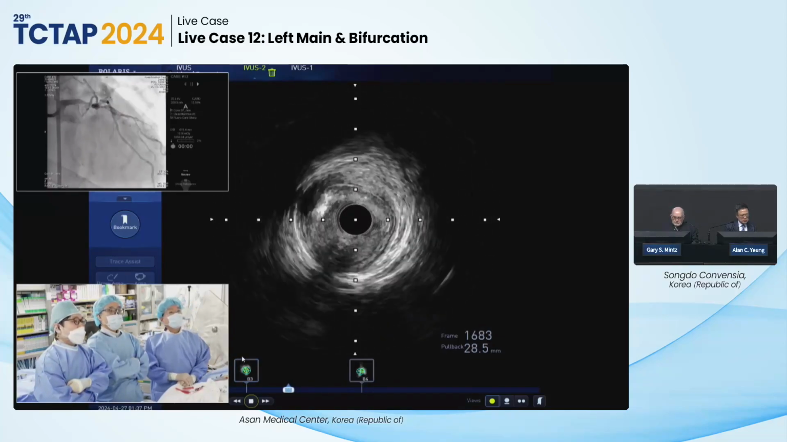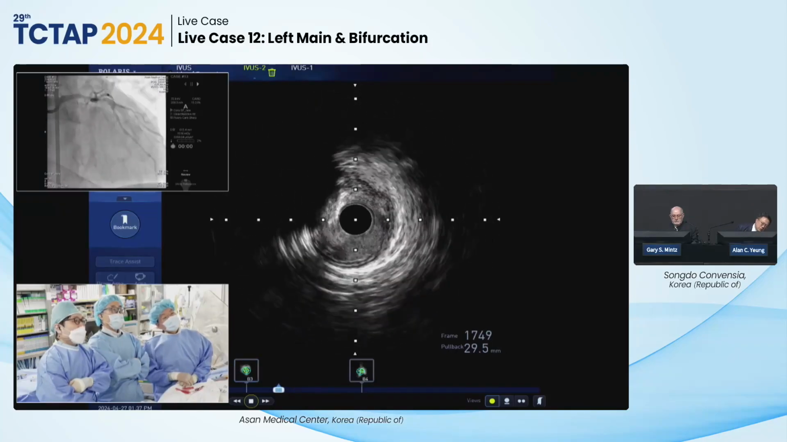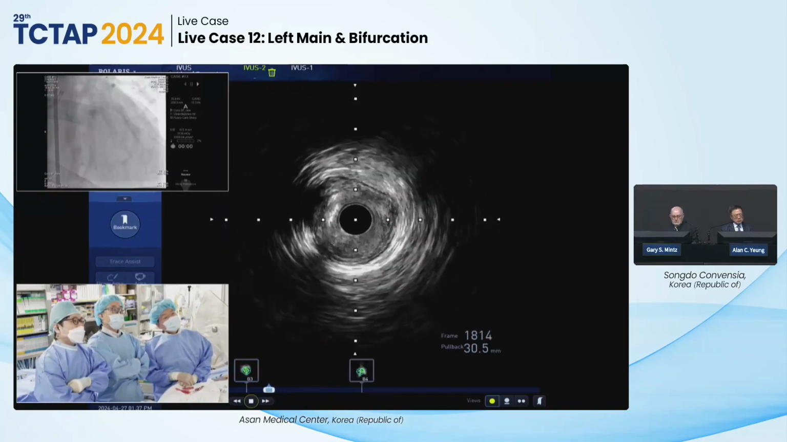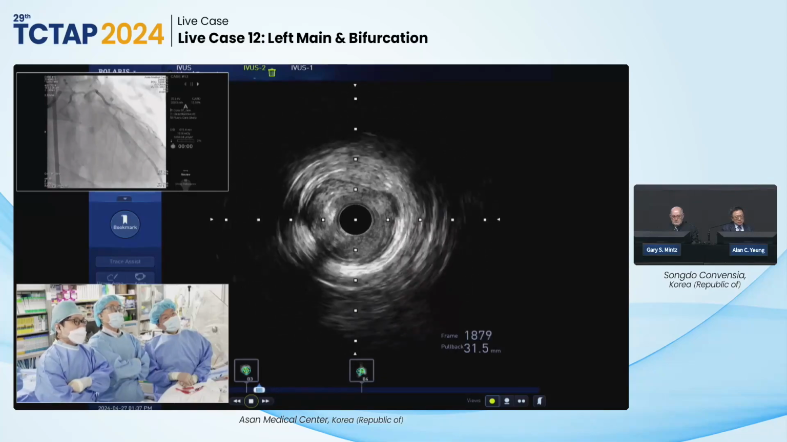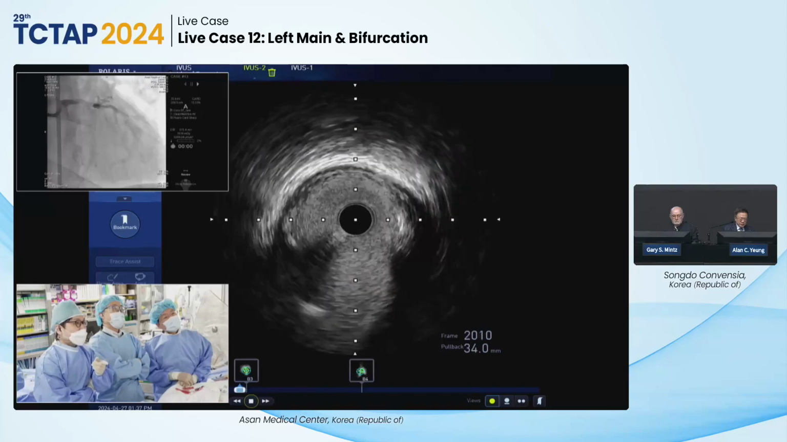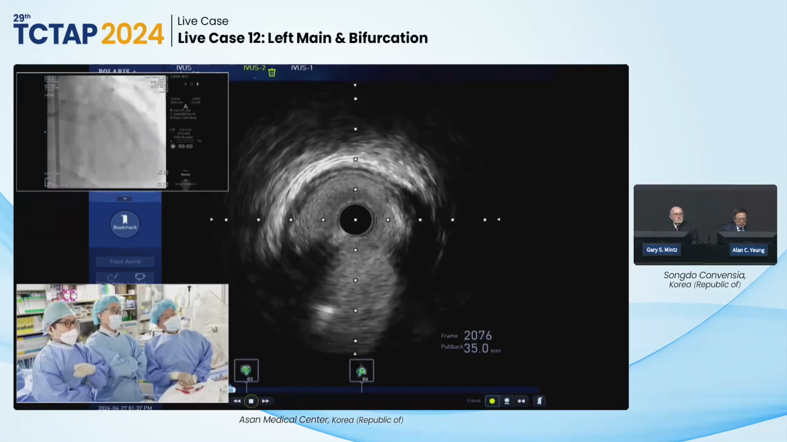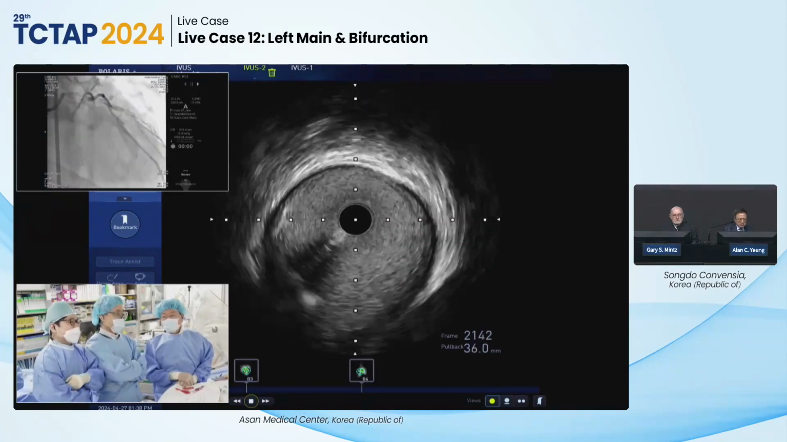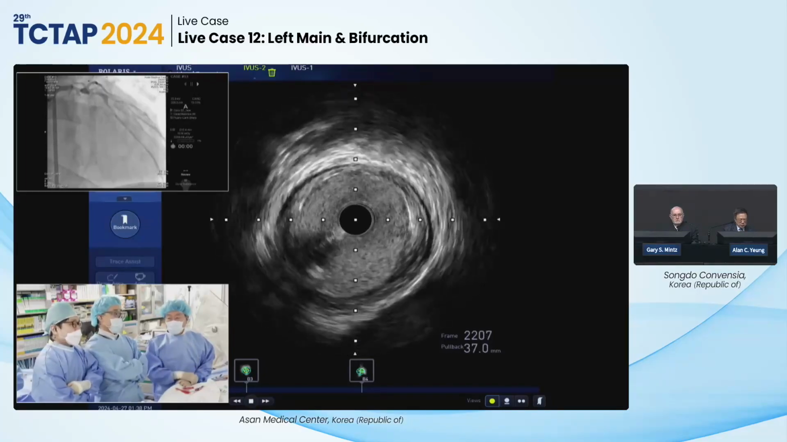So the diagonal ostium is not here. Then the diagonal ostium is relatively okay. At this point we can see the diagonal opening. Here is the diagonal ostium, with no plaque. We can't see plaque in the diagonal. This part of the diagonal branch is okay, right?